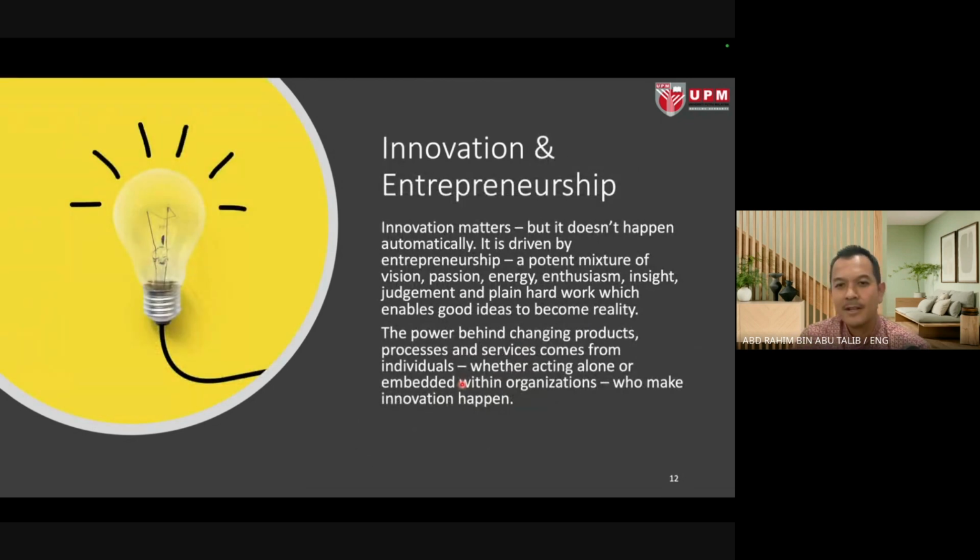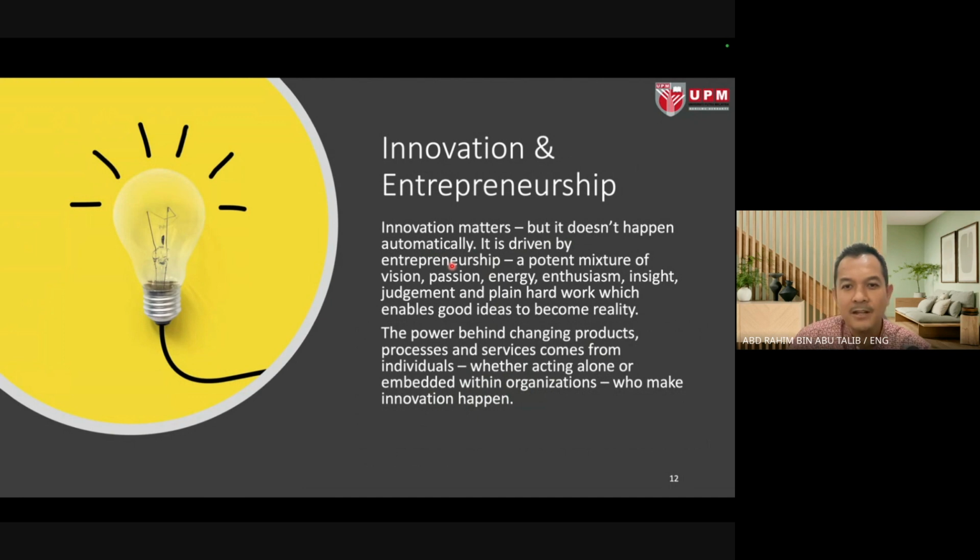How about entrepreneurship? What is the relation between innovation that we have already defined just now and entrepreneurship? Innovation matters, but it does not happen automatically. Okay, it is driven by entrepreneurship. So it's not about invention. When you invent something, does it become an innovation straight away? No. It is not automatic.